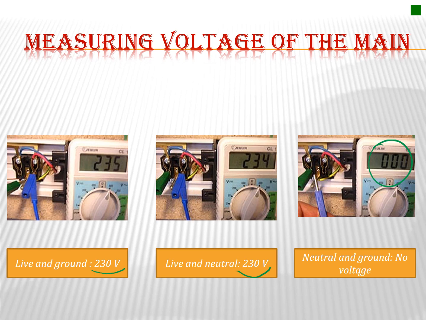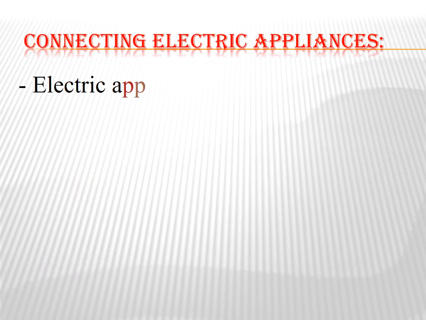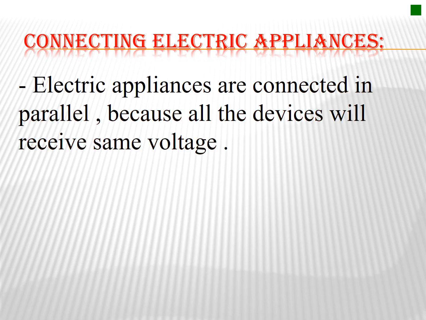Measuring voltage of the main. The voltage between live and the ground is approximately 230 volt. The voltage between live and neutral is approximately 230 volt, while the voltage between neutral and ground is 0 volt. Connecting electric appliances. Electric appliances are connected in parallel because all the devices will receive the same voltage.